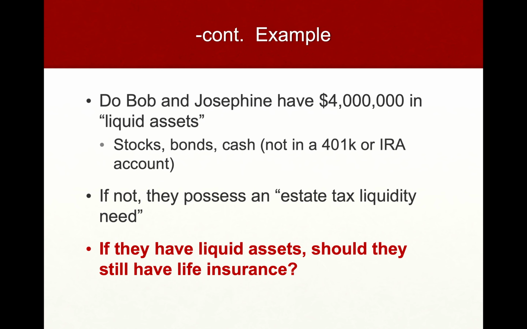So suppose they have $4 million in liquid assets: stocks, bonds, and cash. That is not in a 401k or an IRA, because those would typically be paid to heirs or into trust, and forcing the money out of those forces a lot of income tax. So if they have liquidity, one of the big questions is should they even have life insurance, if they have liquid stocks and bonds that are not in some type of tax deferred or tax free account like a Roth IRA or a 401k account.